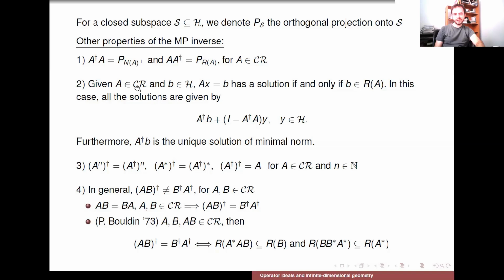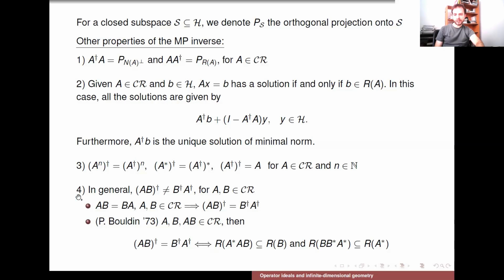The Moore-Penrose inverse is relevant because it is related to linear systems like this. We have that one can give a parameterization of all the solutions using the Moore-Penrose inverse as follows. And also it provides the unique solution of minimal norm. Here in item 3, we have some elementary properties about powers with natural numbers, about the adjoint, and also if we take the Moore-Penrose inverse of the Moore-Penrose inverse, we get again the operator.